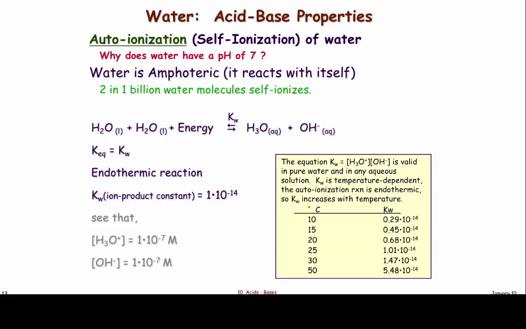It's actually temperature dependent. What happens is that Kw becomes much more efficient at higher temperature. In other words, this reaction becomes better as you increase the temperature and becomes less efficient when you lower the temperature. But remember, these are still very small numbers. 0.29 times 10 to the minus 14 is not that much different to 5.48 times 10 to the minus 14. The take-home message here is that the self-ionization of water is temperature dependent. The higher the temperature, the better that reaction takes place.